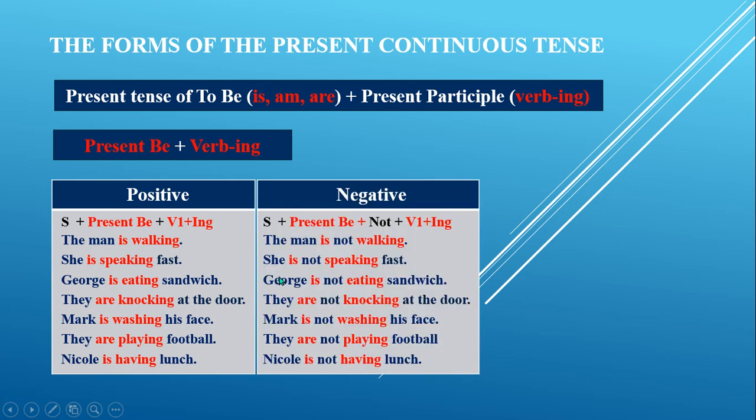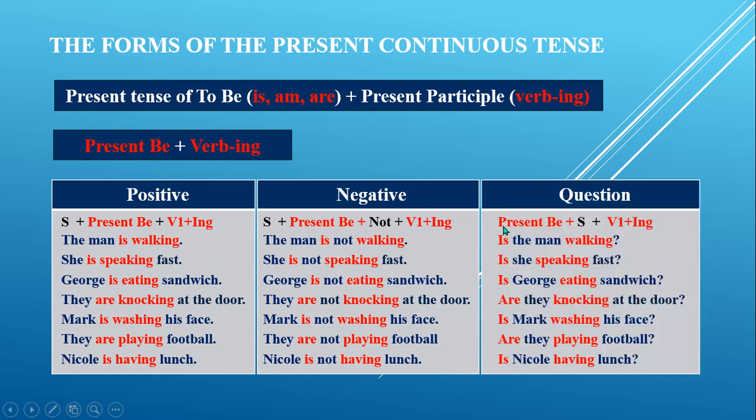And now the negative. To go from the positive to negative, all we got to do is add not between present be and verb ing. For example, the man is not walking. She's not speaking fast. George is not eating sandwich. They are not knocking at the door. Mark is not washing his face. They are not playing football. Nicole is not having lunch.